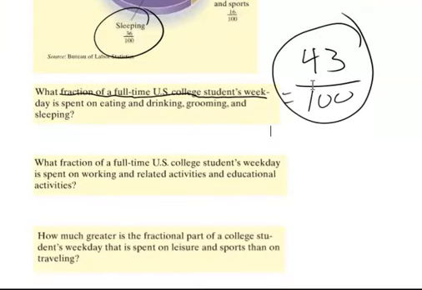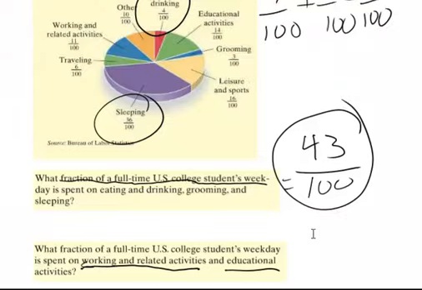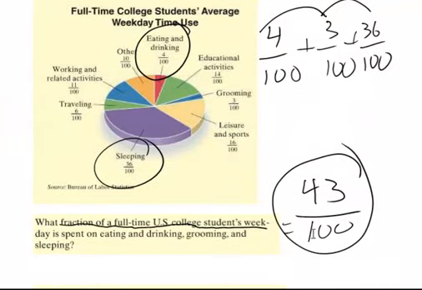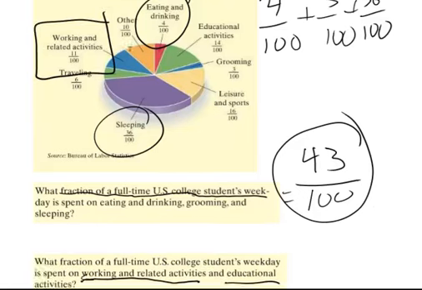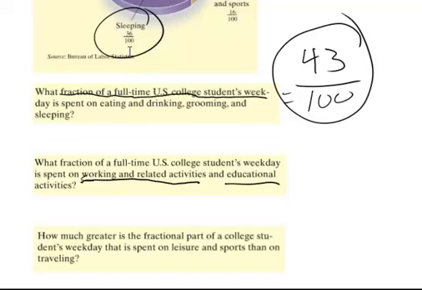Now, I got a couple more problems here. The next one says, what fraction of a full-time U.S. college student's weekday is spent on working and related activities and educational activities? Okay, so I'm going to look for a couple of things. I'm going to look for working and related and educational activities. So I'm going to scroll back so I can look at my graph. Okay, so working and related activities is right here. So there's 11 over 100. So let me scroll back down. Let me write down that number. So I have 11 over 100.